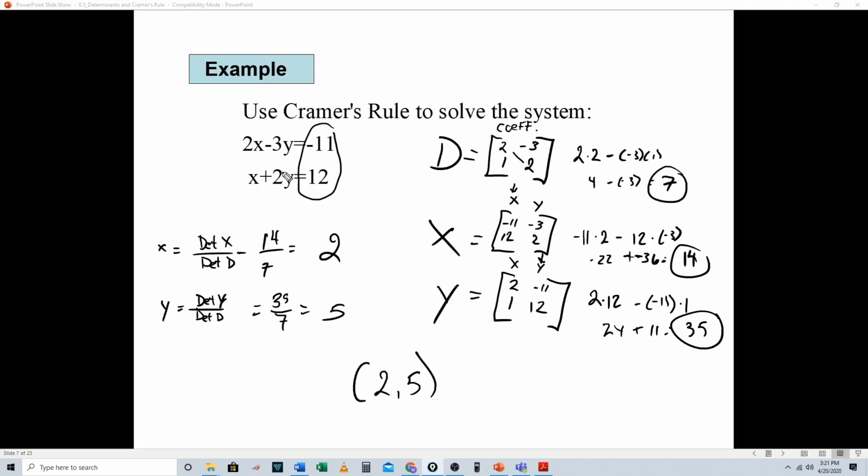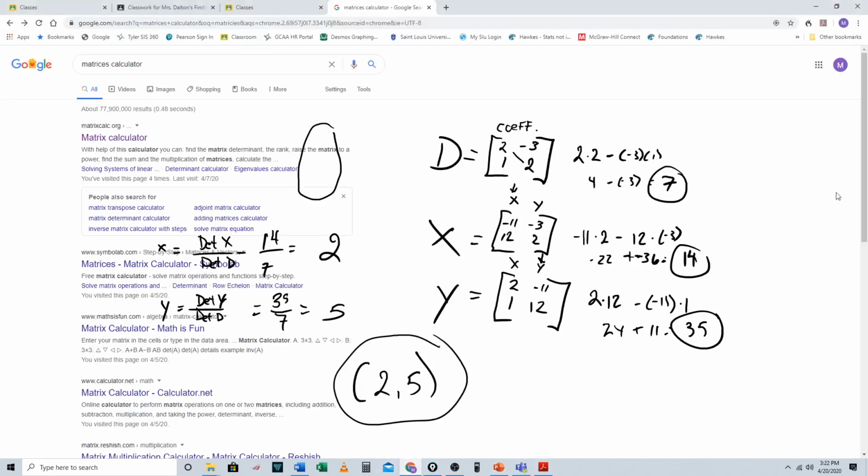And you can plug it in and see it works. All right, 2 plus 2 times 5 is 12. 2 times 2 is 4 minus 3 times 5. So 4 minus 15 is negative 11. There we go. This is our last way we're going to be solving 2x2 systems of equations by using Cramer's rule. Now, I love Cramer's rule. It's my favorite way to solve matrices. I think it's the easiest. Now, here's another thing. Remember last class we showed you how to do inverse matrices on the matrix calculator. I'm going to go back here.